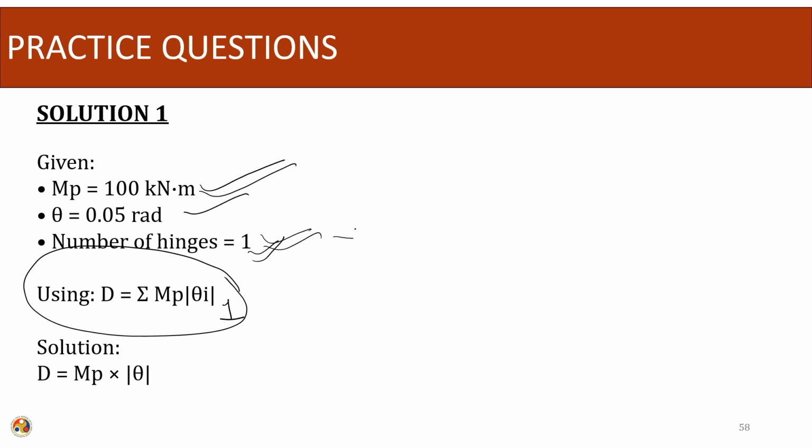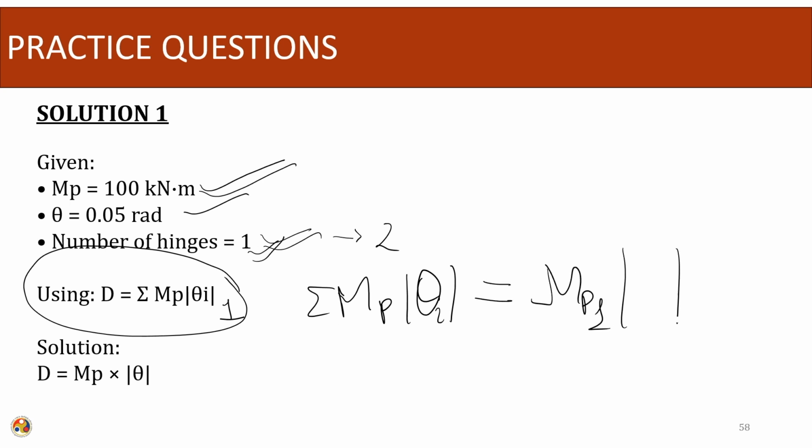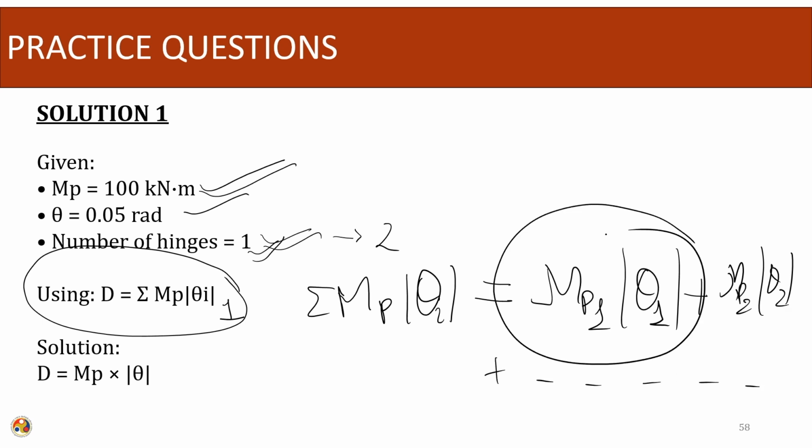If there are 2 or more plastic hinges allowed, then it will be MP, and here we are not using the sign. So, it will be MP1 theta 1 plus MP2 theta 2 and so on and so forth. In our particular case only one plastic hinge is allowed, so this will be the solution.